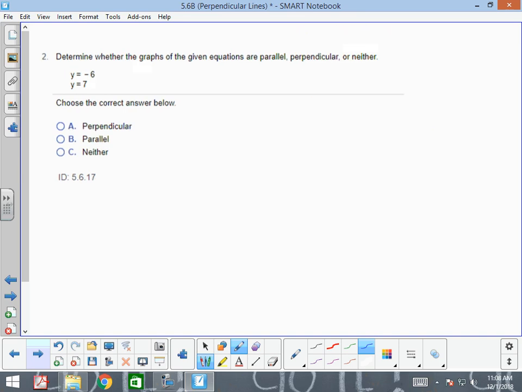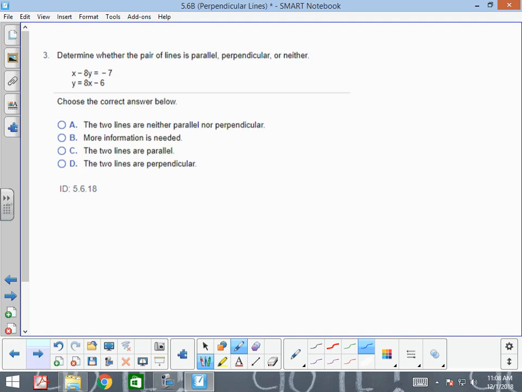Okay, now in this particular situation, remember, if both equations are y equals a number, that means we have two horizontal lines. So two horizontal lines are parallel to each other.